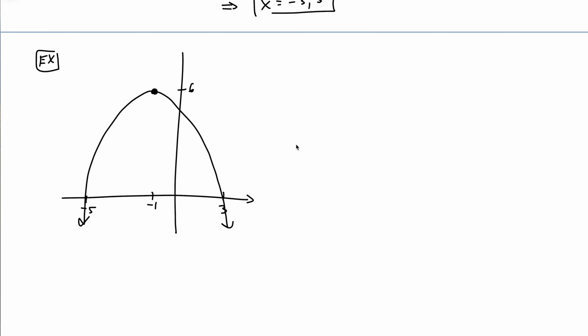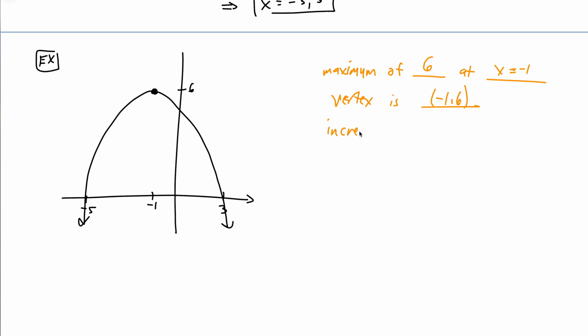Okay, so here's what we got. We know what from this? Well, I do know that I have a maximum of, in this case, 6. So I have a maximum y value of 6, and that's going to occur at x equals negative 1. I also know I have a vertex, and that's located at (-1, 6), so kind of the same information, right? Just presenting it slightly differently.